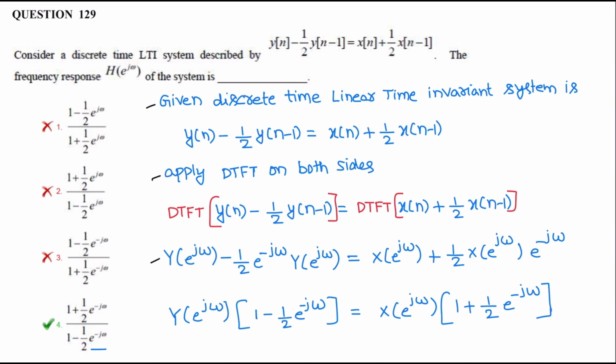Simply apply Laplace transform and find the ratio of output to input. Simply apply discrete time Fourier transform and find the ratio of output to input.